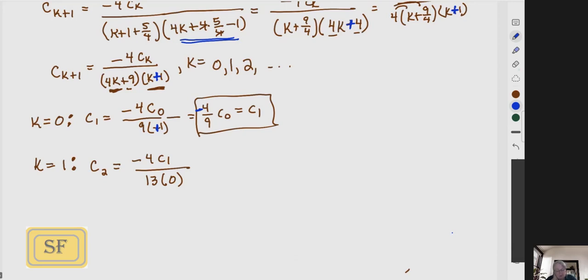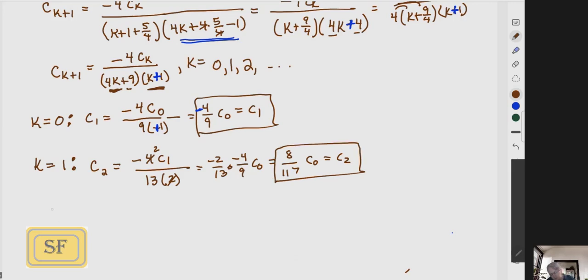Okay, and then down here, 1 plus 1 is 2. So that's times 2. And I can reduce the 2 with the 4 to give me 2. I'll get negative 2/13 times negative 4/9 C0, which is 8 over 117 C0 equals C2. Wow. And we'll do one more term.